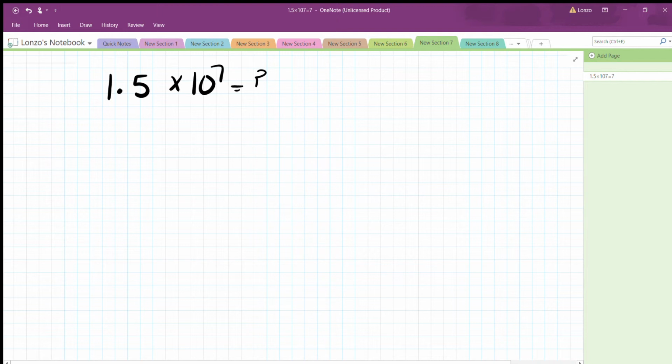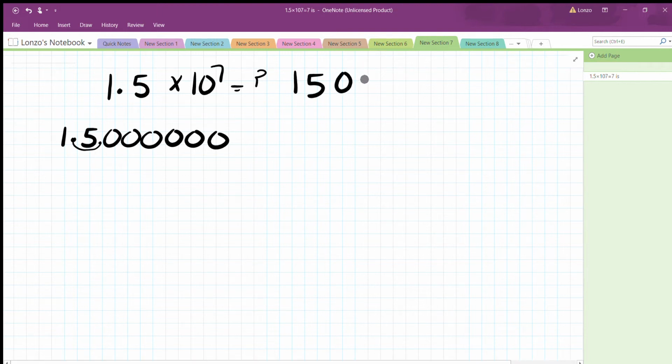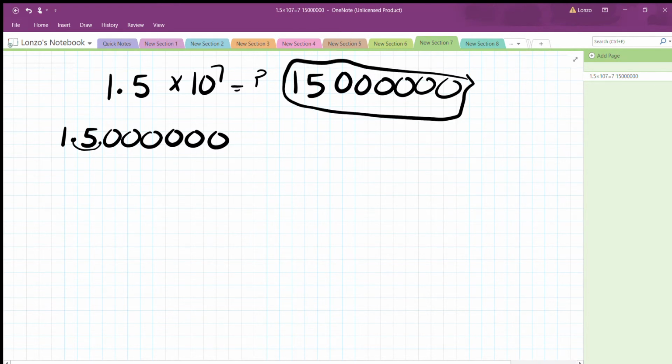Notice that our 7 is positive, so we move it to the right. So it's going to be 1.5, and then we move it 7 places to the right. 1, 2, 3, 4, 5, 6, 7. So your answer is this big number. So it's really a big number. So yes, that's why they put it in scientific notation, because they don't want to write this whole big whole number.